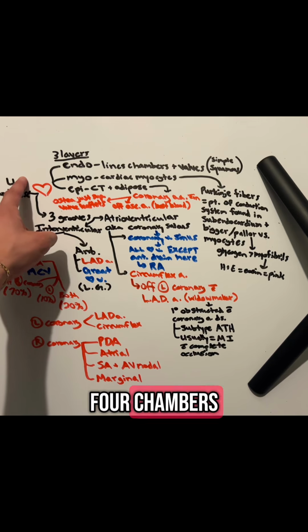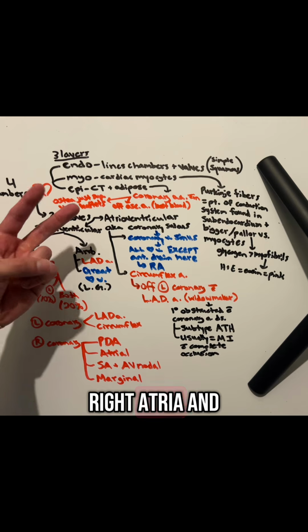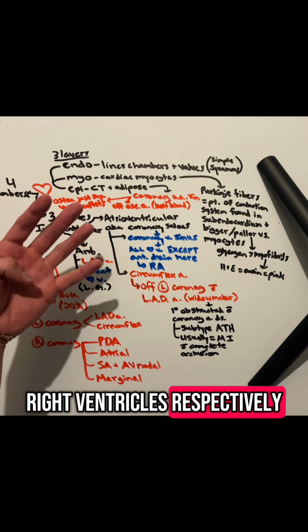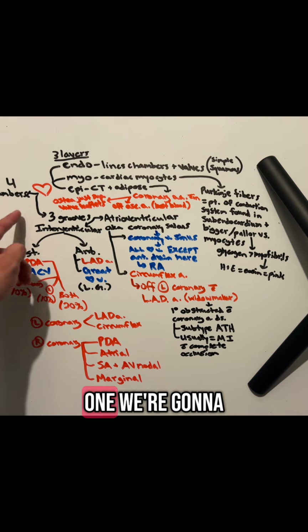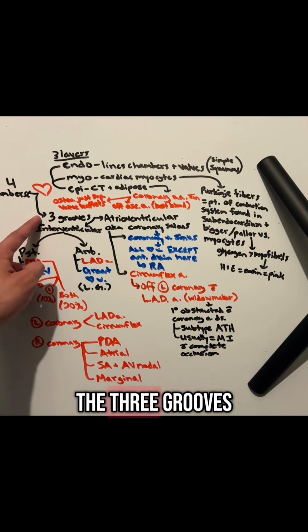The heart has 4 chambers, the left and right atria and the left and right ventricles, respectively. The chambers are going to be covered in a separate video, but in this one, we're going to go over the 3 layers and the 3 grooves.